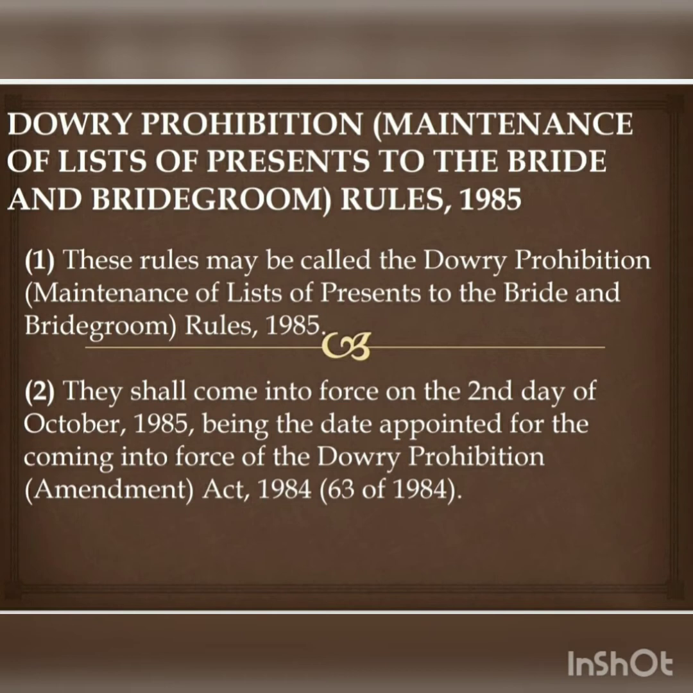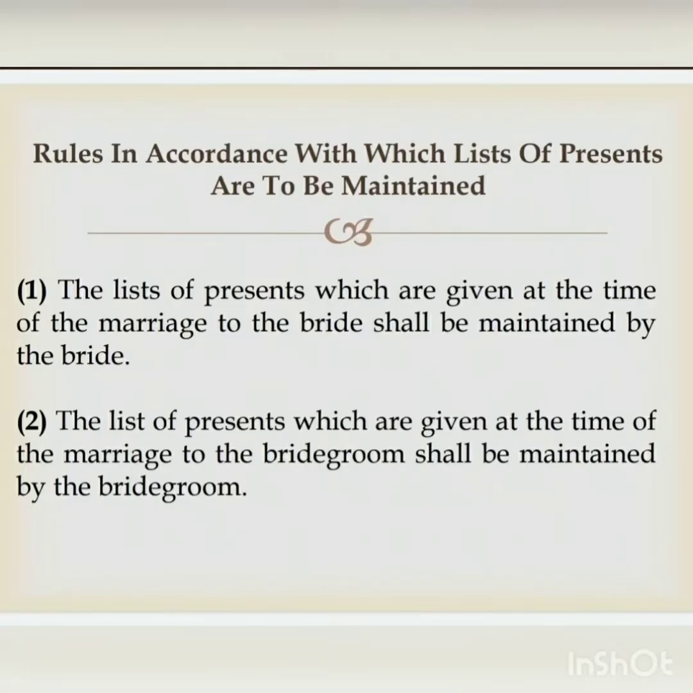Dowry Prohibition (Maintenance of Lists of Presents to the Bride and Bridegroom) Rules, 1985. Rules in accordance with which lists of presents are to be maintained. 1. The list of presents which are given at the time of the marriage to the bride shall be maintained by the bride. 2. The list of presents which are given at the time of the marriage to the bridegroom shall be maintained by the bridegroom.